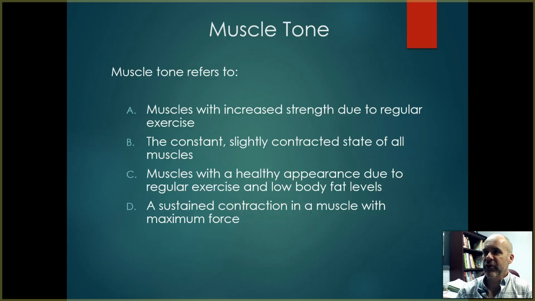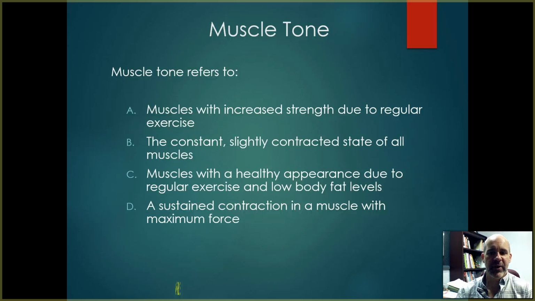Muscle tone, here's a multiple choice. Muscle tone refers to which of these? Now you might jump at C, muscles with a healthy appearance due to regular exercise and low body fat levels, but that's not what muscle tone means in muscle physiology. It means B, the constant, slightly contracted state of all muscles.